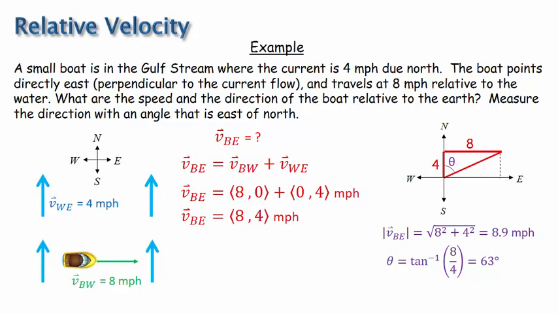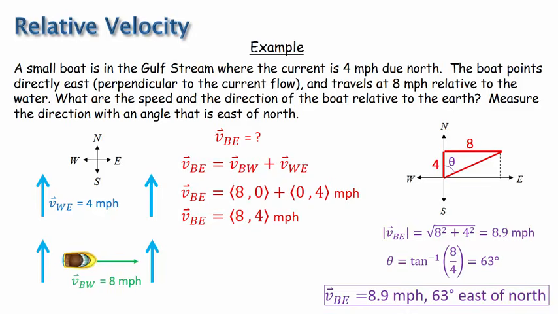So now we can finally write down the velocity of the boat relative to the Earth like this, 8.9 miles per hour, 63 degrees east of north. So that's this basic example demonstrating the process. As I said, there are 3 worked out examples on Moodle, and those examples are a little more involved than the one we just worked, so you should definitely review them.